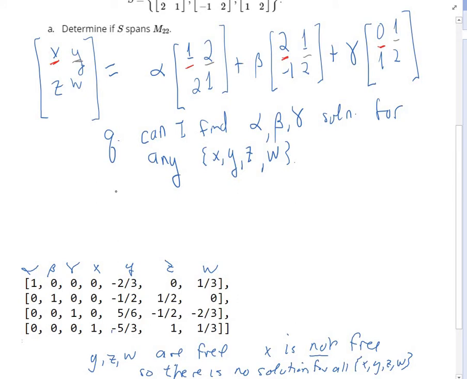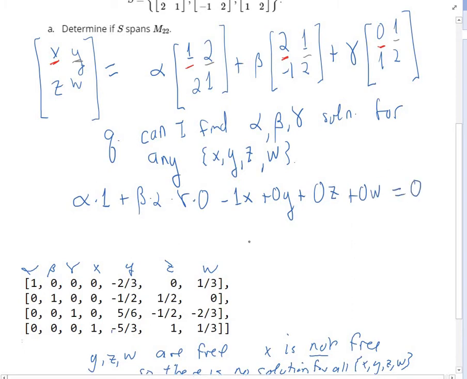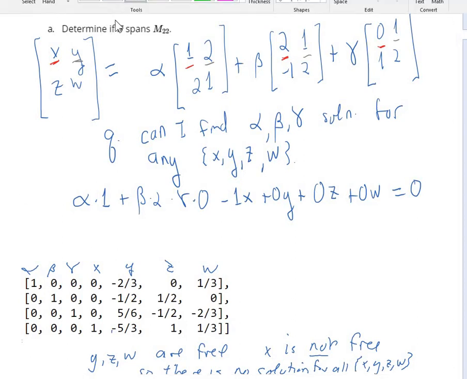Let me just write the first equation. So the first equation is going to be alpha times 1 plus beta times 2 plus gamma times 0. And then it's going to be equal to x, but let me write that as minus 1 times x, and then plus 0y plus 0z plus 0w is equal to 0. So I'm writing it as a homogeneous equation. This is from the first component.